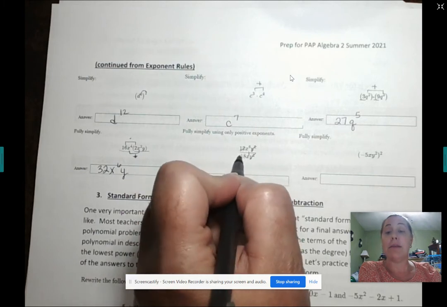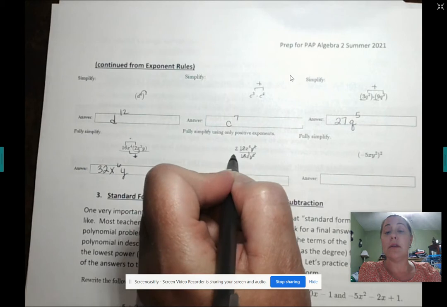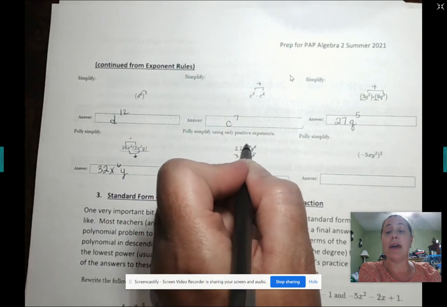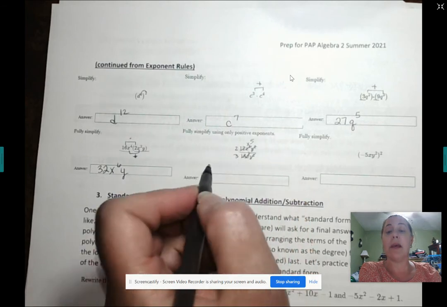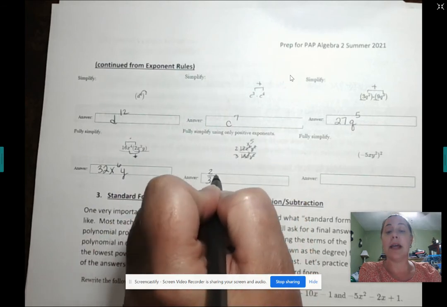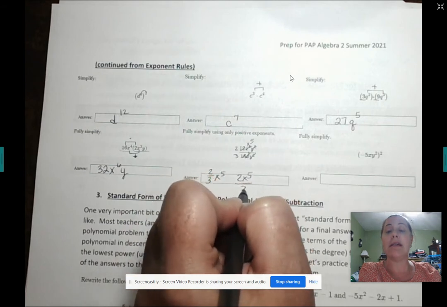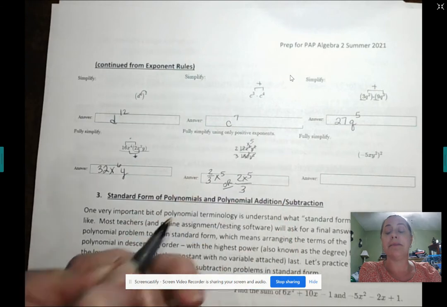We have a 12 divided by 18, which reduces to 2/3. And we have x to the 6th over x to the 1st. We subtract those exponents, and we're left with 2x to the 5th on top. So our answer could be written like this. It could also be written like this. Either one is correct.